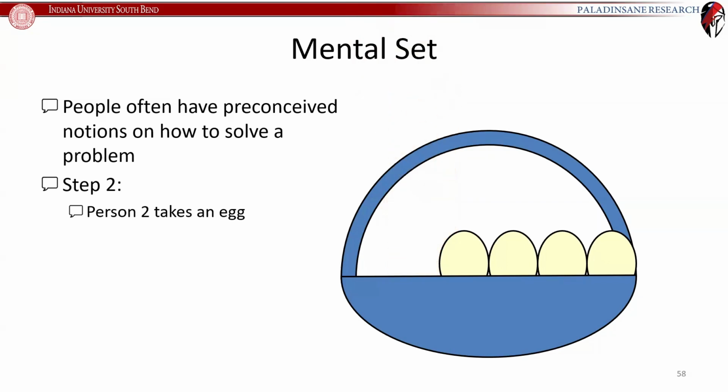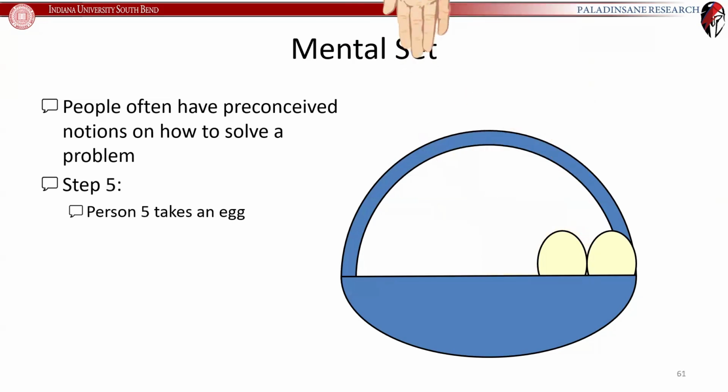And now you're even closer to where you want to go. Everybody has an egg, one egg left in the basket. And you do it for person 3. And you do it for person 4. And you do it for person 5.